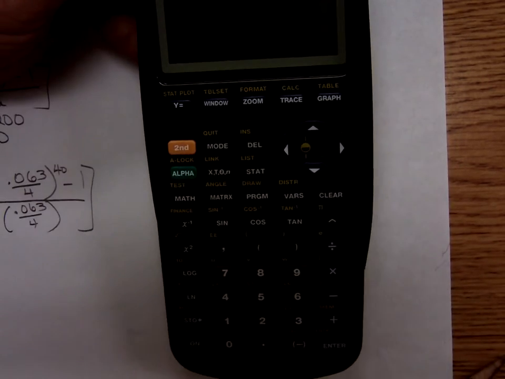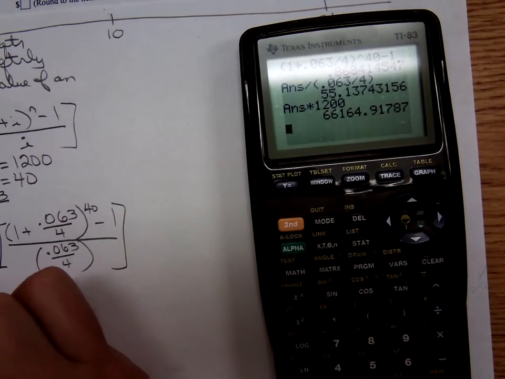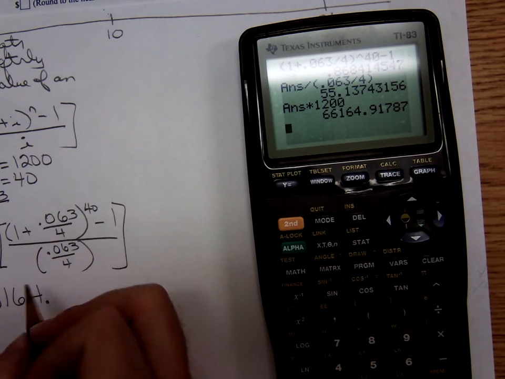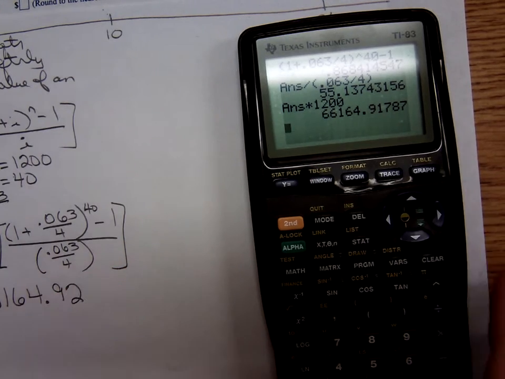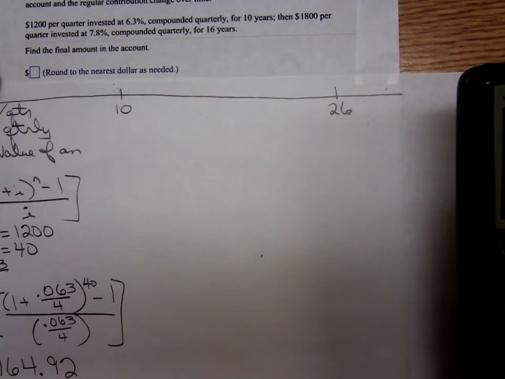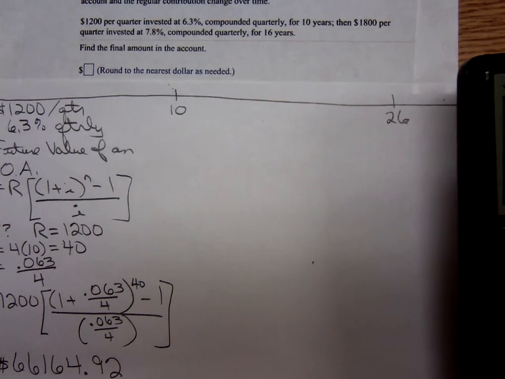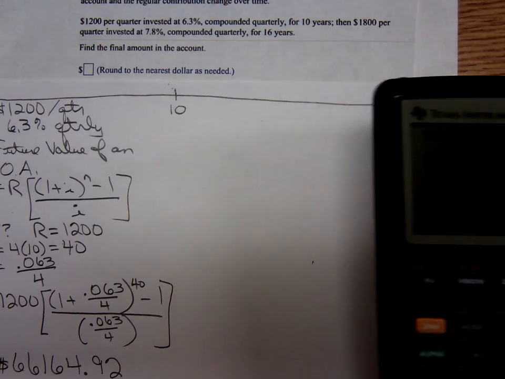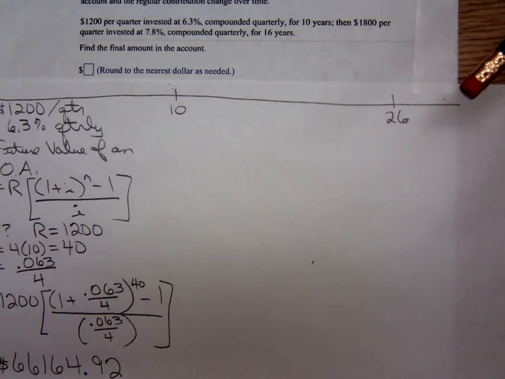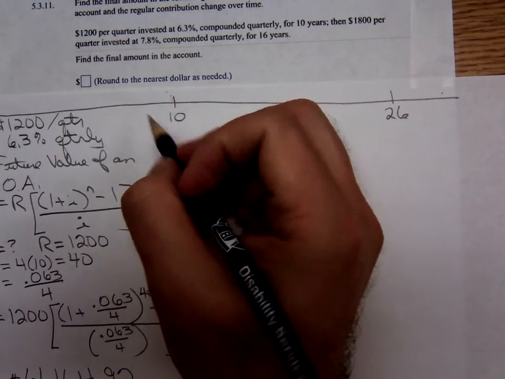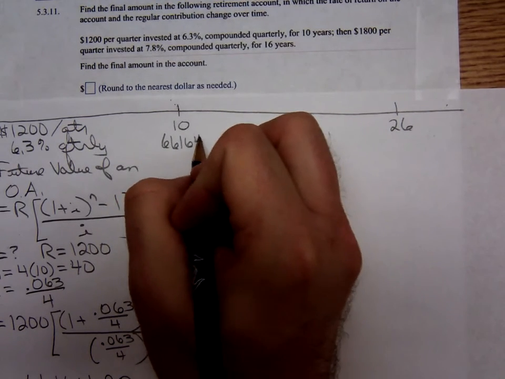after 10 years, the account balance is $66,164, and I'll round this to the nearest cent, 92 cents. You'll notice the final answer is to be rounded to the nearest dollar, but we're not going to round until the very end. Then we'll worry about rounding to the nearest dollar. But for now, I'm rounding to the nearest cent. And so at this point, the account balance on our timeline is $66,164.92.